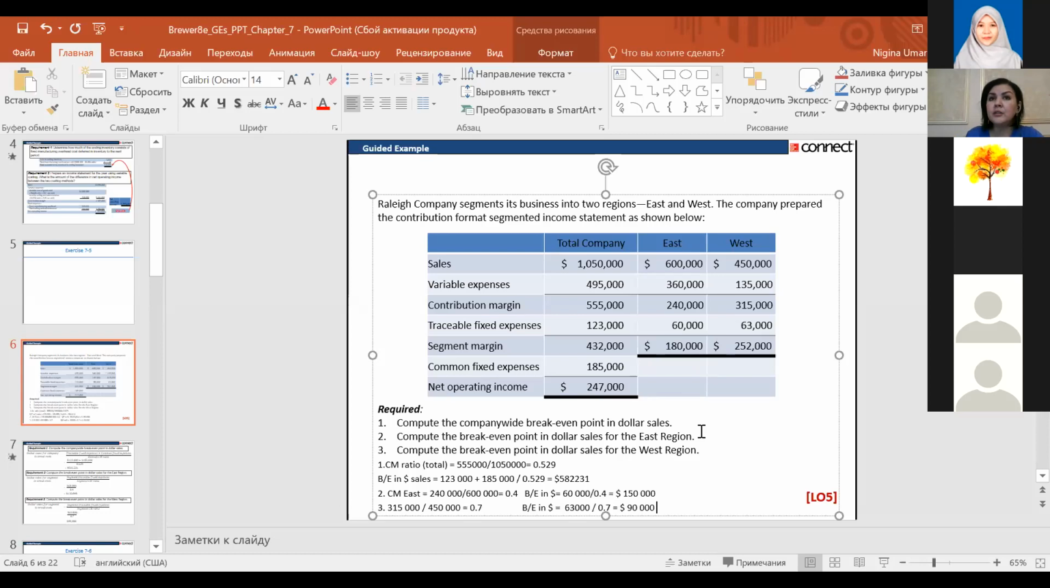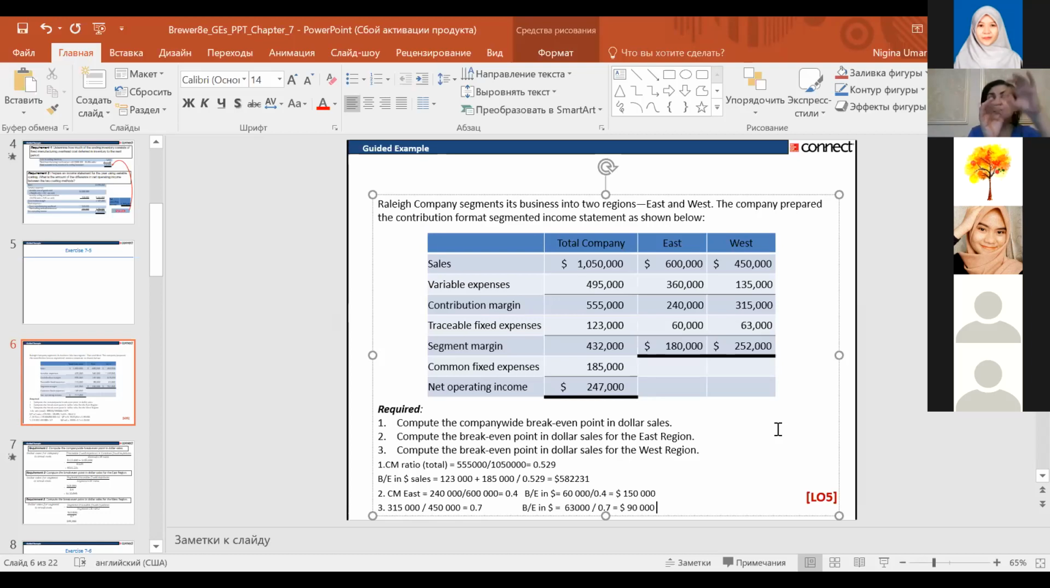How to calculate in units? Just tell me the formula. When we need to know how many units to produce. Fabrianti, break-even point in units? Fixed cost divided by contribution margin. Yes, exactly. And we will know how many units we must produce in order to cover fixed costs and to have zero profit.